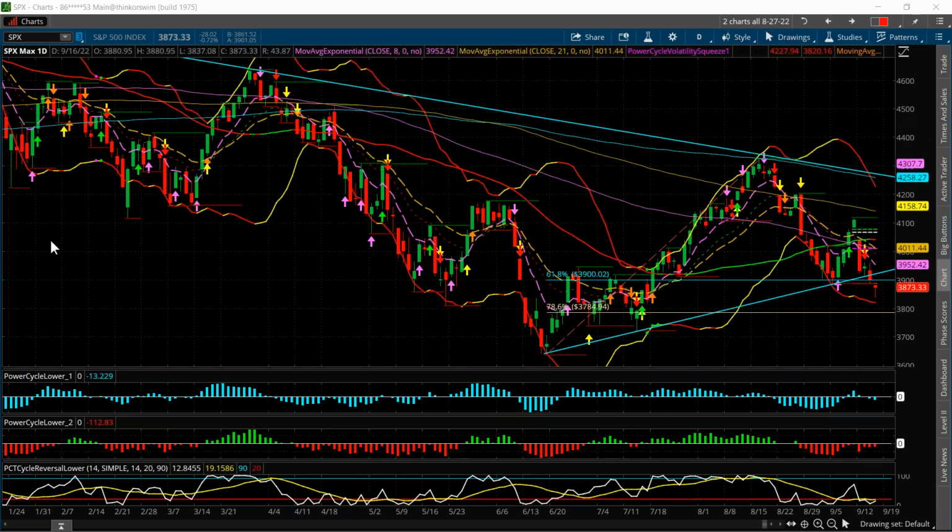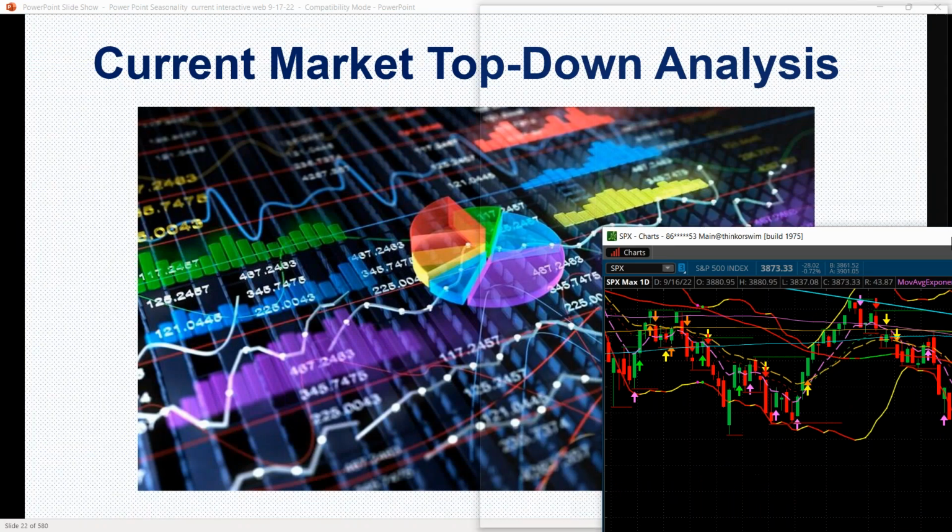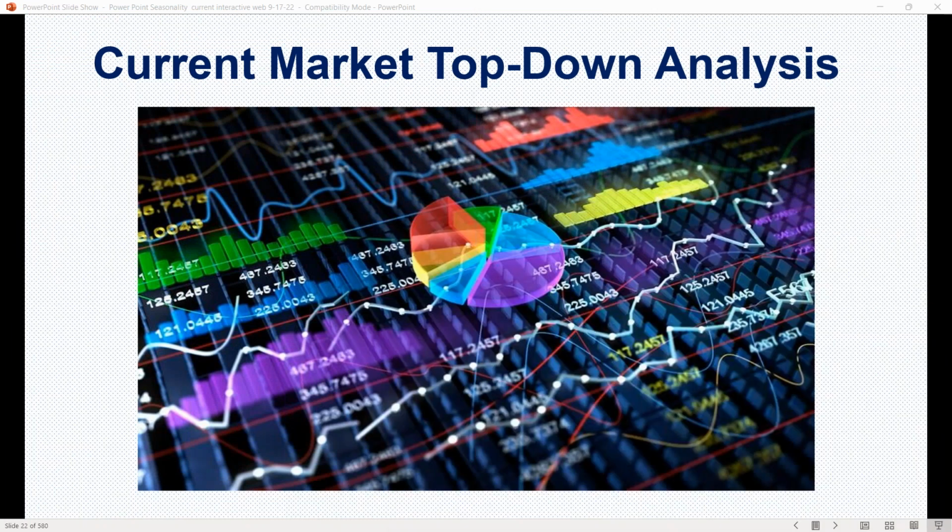Now, when we add the seasonal to it, that really makes a dynamic way to look at your trading. So that's where we are currently. We've got some potential more downside, and any movement up right now would still be just a bear market rally.